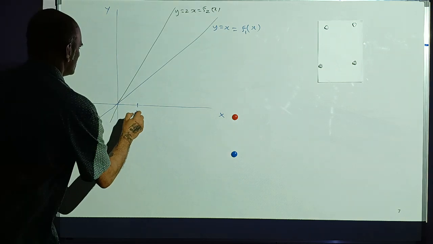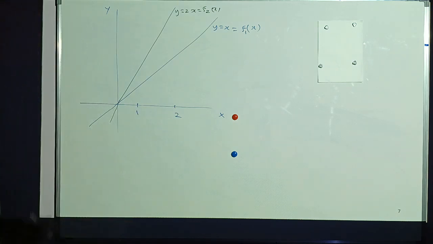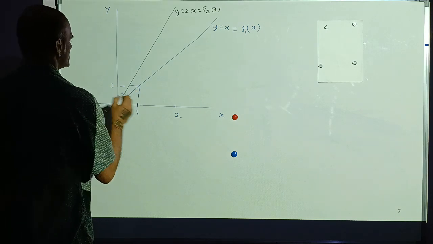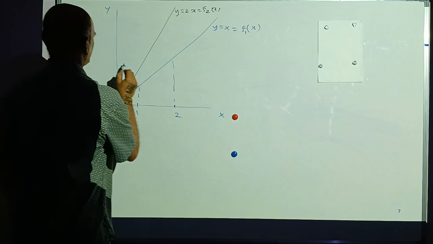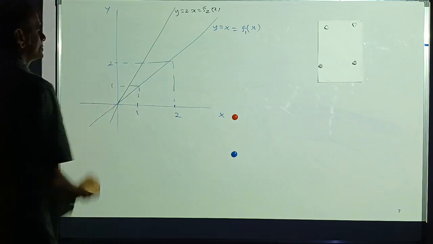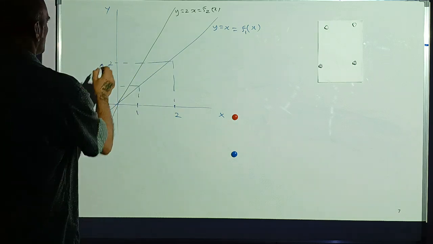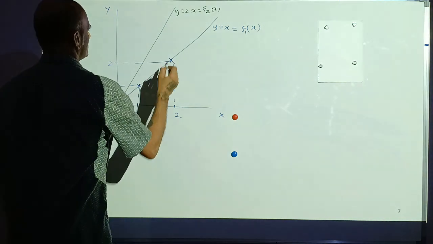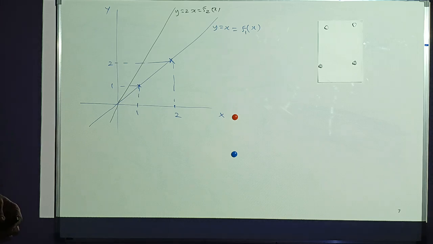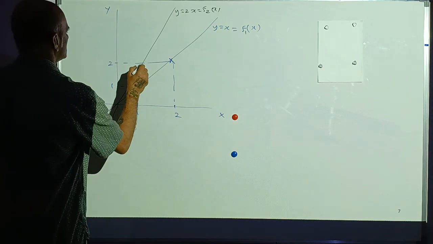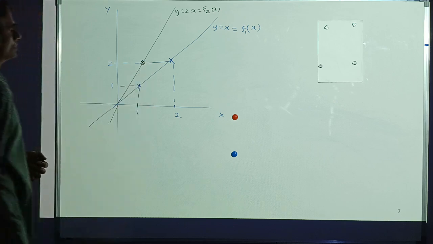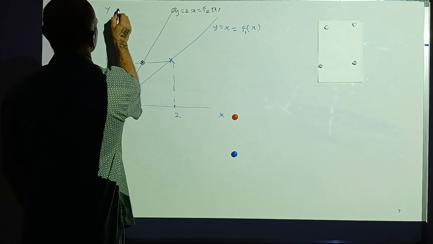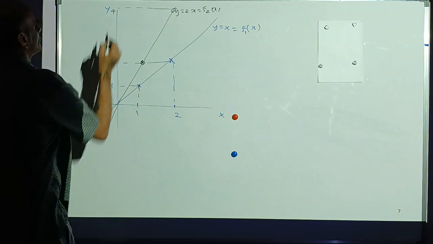So this is x equal to 1 and this is say x equal to 2. For the first function, when x takes a value 1, y is 1, and for 2, the value of y is 2. This is the first point, this is the second point. For the second function, the first point is x equal to 1, the corresponding value of y is 2. When x is 2, it will be 4. So this is the second point, the corresponding value of y is 4.